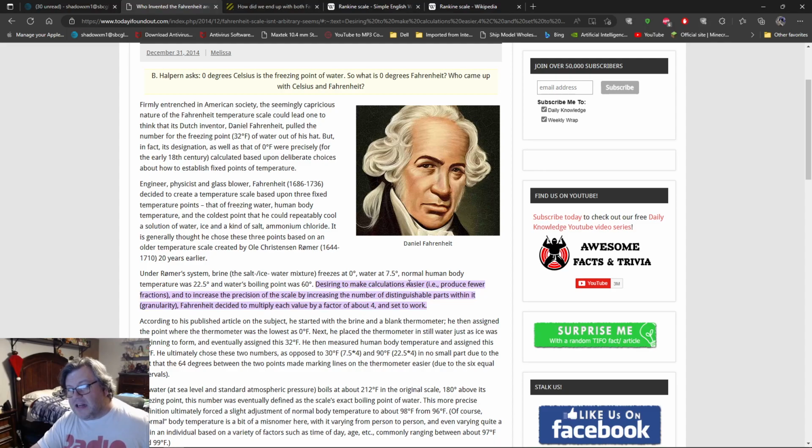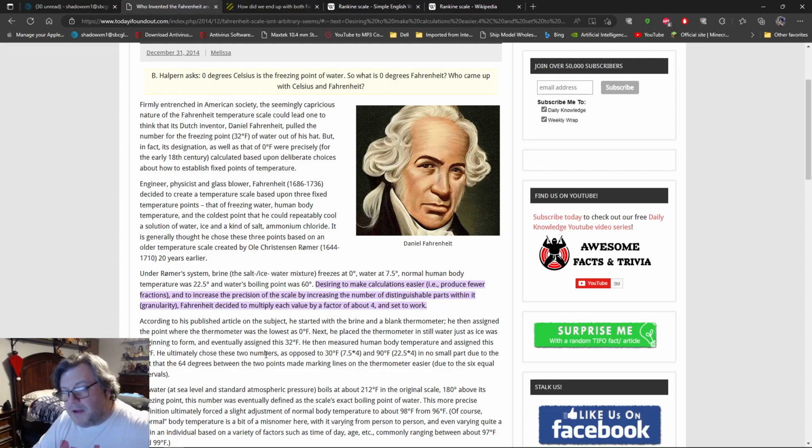Desiring to make calculations easier, in other words, produce fewer fractions, and to increase the precision of the scale by increasing the number of distinguishable parts within it, granularity, Fahrenheit decided to multiply each factor by a factor of 4 and set to work.